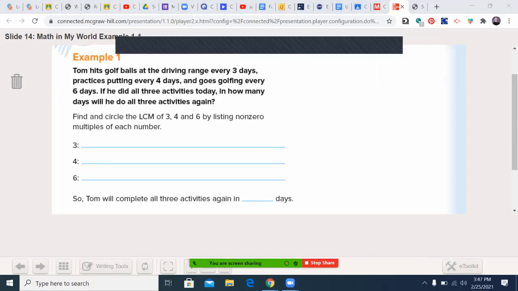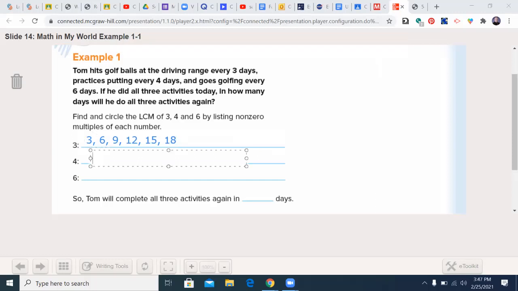It starts out with Tom hits golf balls at the driving range every 3 days, practices putting every 4 days, and goes golfing every 6 days. If he did all 3 activities today, in how many days will he do all 3 activities again? So let's get our multiples here. 3, 6, 9, 12, 15. Let's go 18 on that one. 4, 8, 12, 16, 20. 6: 6 times 1 is 6, 6 times 2 is 12, times 3 is 18, times 4 is 24.